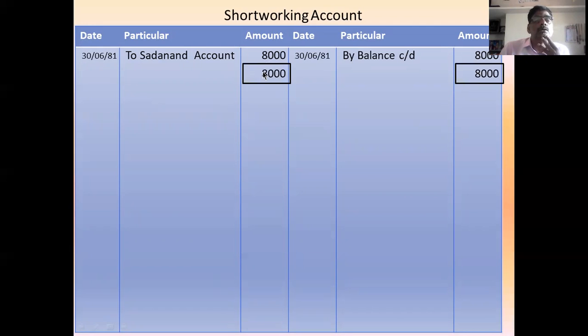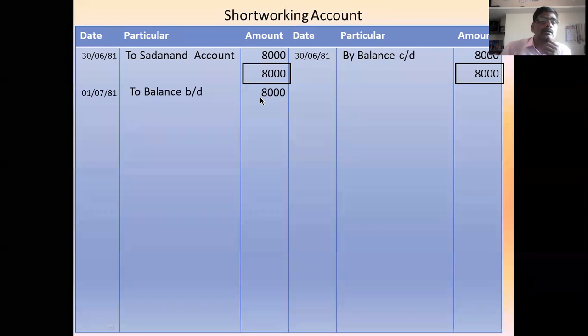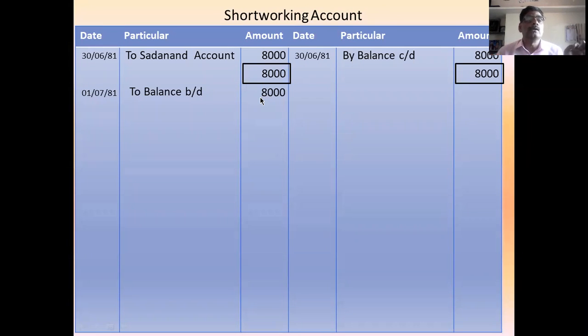Total is 8,000. This balance comes to next year. You have to take the opening date. First year ends on 30th June 1981 and second year starts on 1st July 1981. To balance brought down 8,000. This is the first year entry.